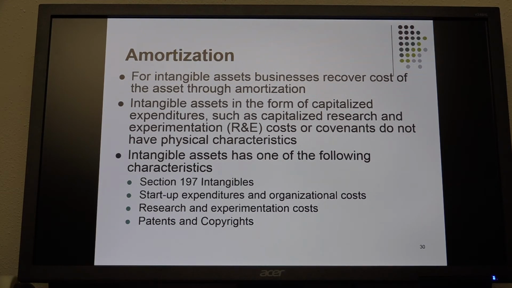Amortization. For intangible assets, businesses recover the cost of the asset through amortization. Intangible assets in the form of capitalized expenditures, such as capitalized research and development expenses, or research and experimentation costs, do not have physical characteristics. The different types of intangible assets you can have are categorized as Section 197 intangibles. That's usually patents, copyrights, trademarks, that sort of thing.